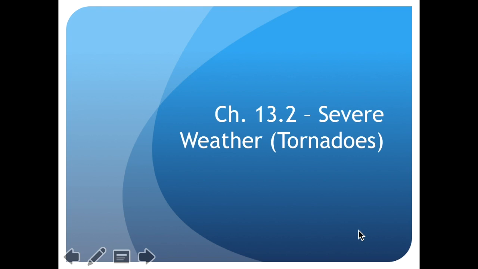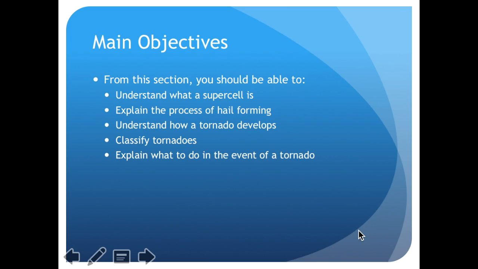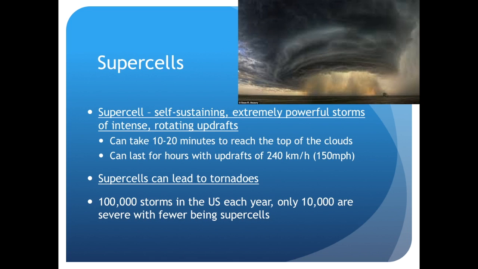In this section, we're going to take a look at severe weather and tornadoes. So from this, you should be able to understand what a supercell is. You should be able to explain the process of how hail forms, understand how tornadoes develop, be able to classify tornadoes, and also be able to explain what to do in the event of a tornado.